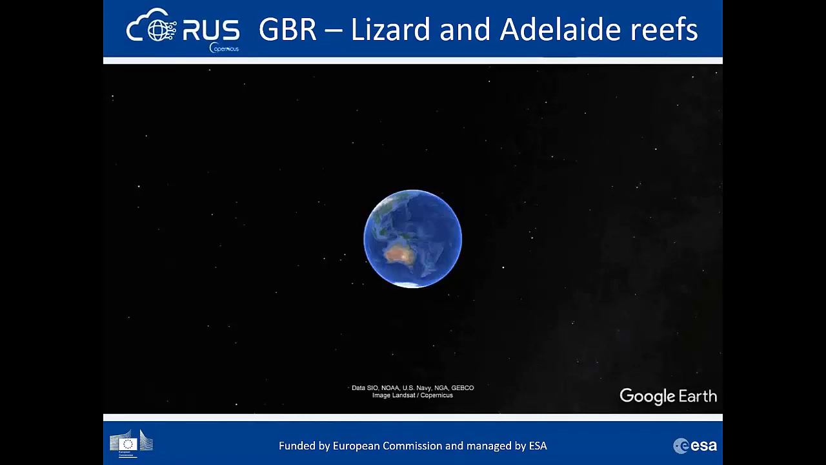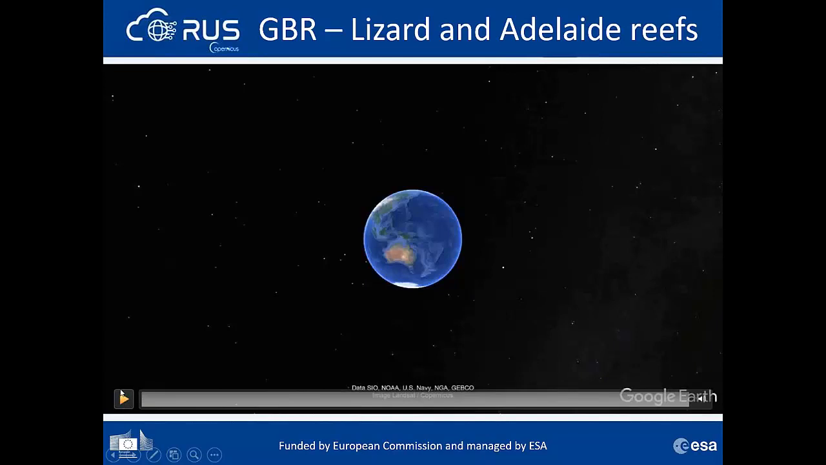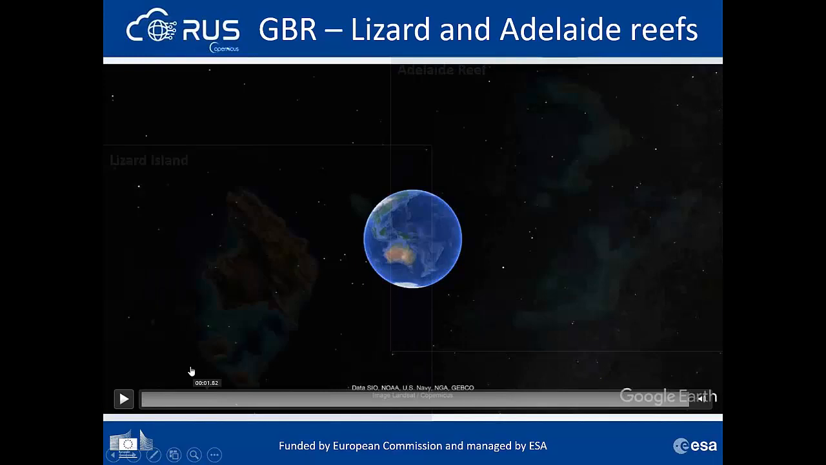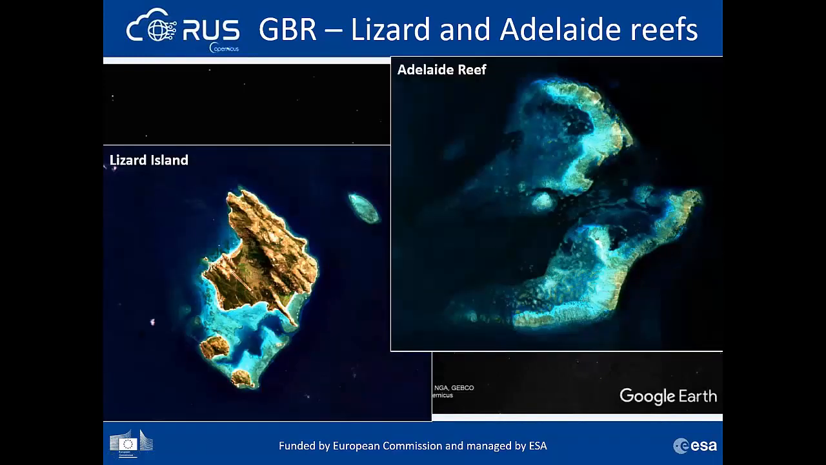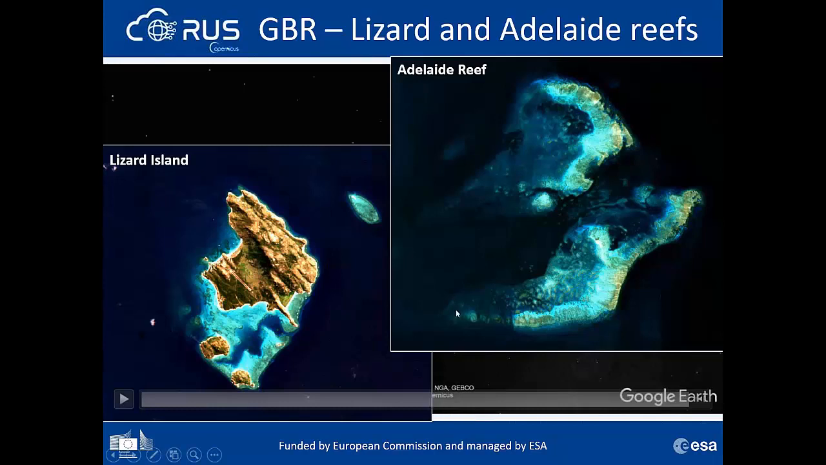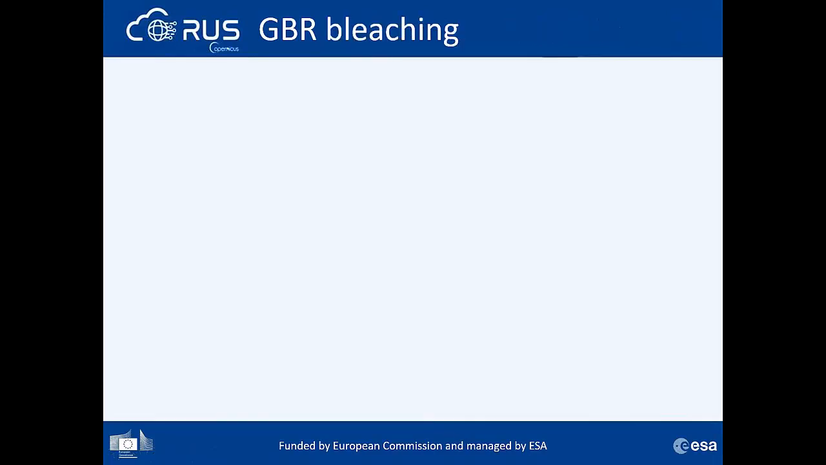So now let's have a quick look at our study area. There should be a video which does not play, so let's... I'm sorry, not sure why that didn't play, but I'm sure all of you know where the Great Barrier Reef actually lies. Today we will be looking at two specific parts of it. One is Lizard Island in the northern part, and one is the Adelaide Reef a bit more south.